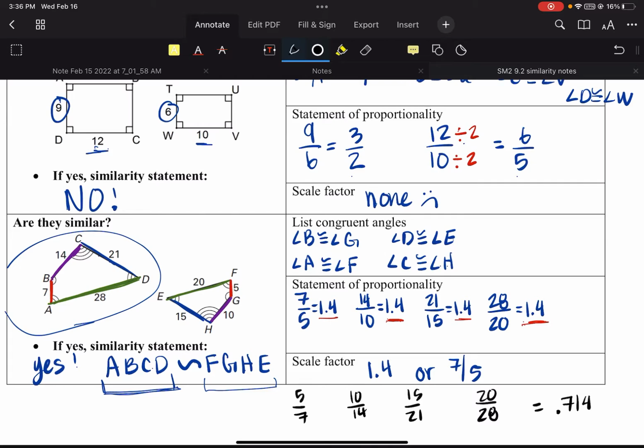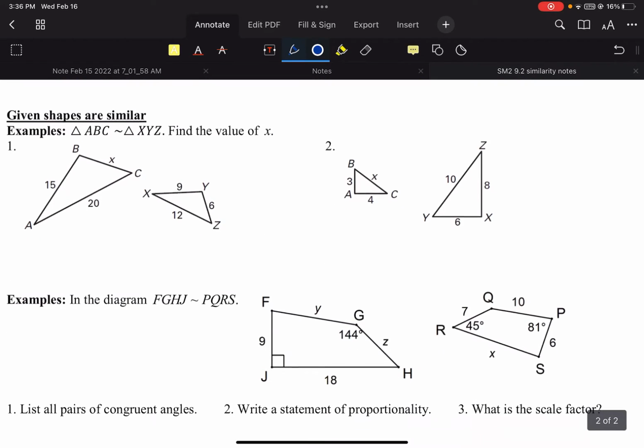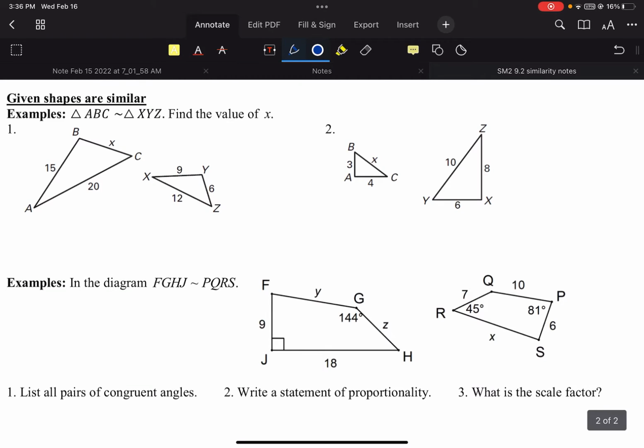So if you're doing this and you're pretty confident you're doing it right, and you get a different answer than your neighbor, I would check. See if you just did your fractions backwards or opposite. And that's okay if you did, as long as you are consistent with it. So that was some practice in how we would prove if shapes are similar.